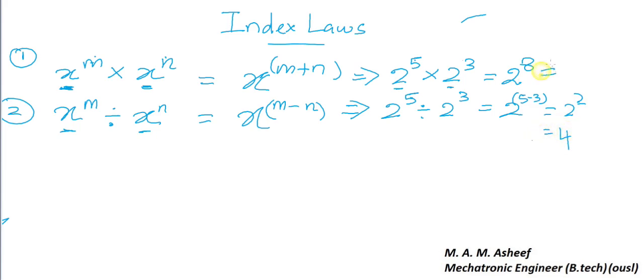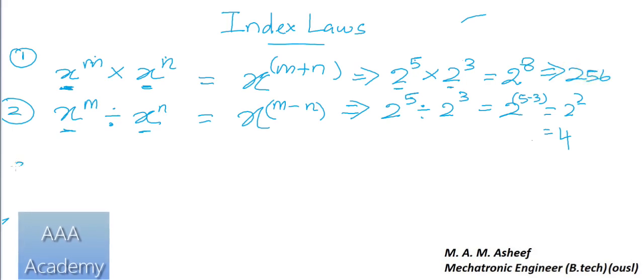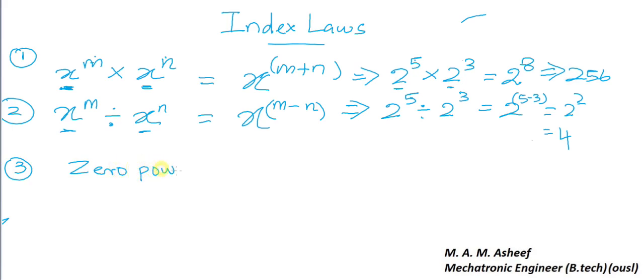The answer of 2 to the power 8 will be 256. The third law is about zero power. We call this third law zero power.